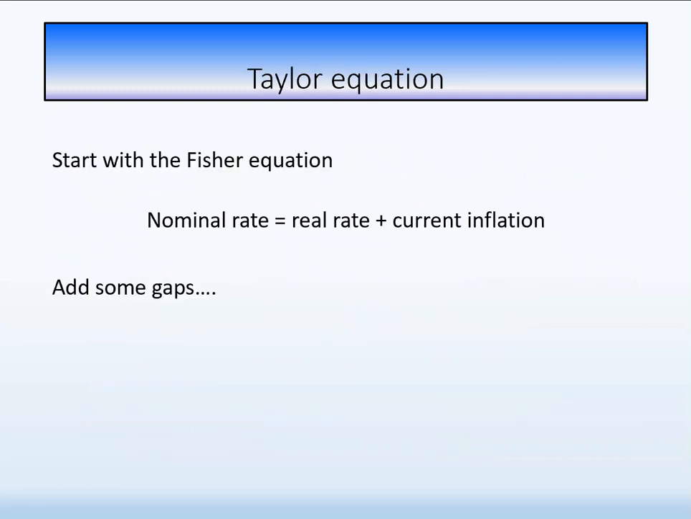So let's look at the Taylor equation. But in order to do that, let's start with the Fischer equation. The Fischer equation says the nominal interest rate equals a real rate plus the current inflation rate. Now, Taylor takes this Fischer equation and adds some gaps to the math. Let me show you.